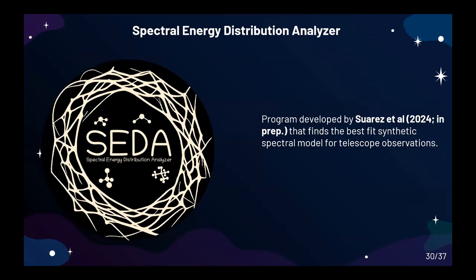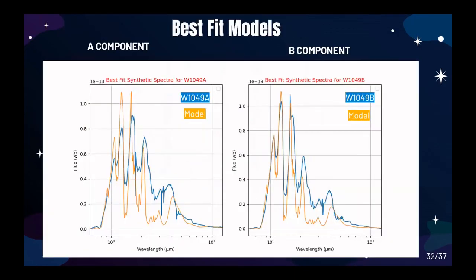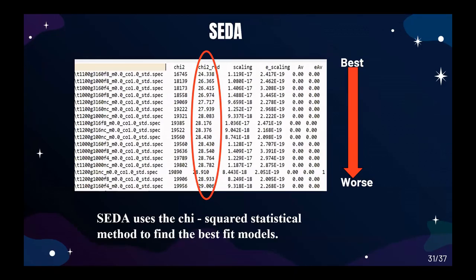To do this, we use the Spectral Energy Distribution Analyzer, or SEDA. SEDA is a code that was developed by my advisor, Dr. Genaro Suarez, and it helps to find the best fit synthetic spectral model. It does this using the chi-squared statistical method.